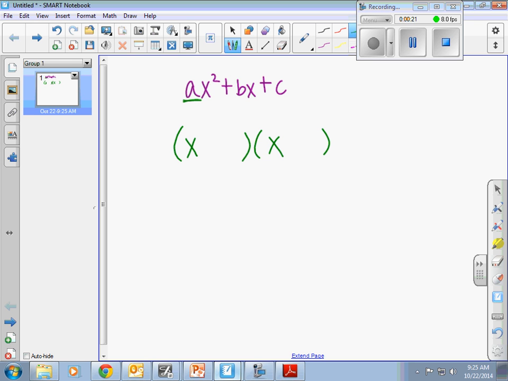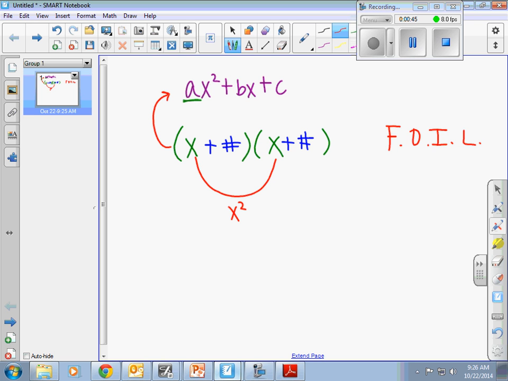like we did yesterday, I would have x, a binomial, in parentheses, and I would have another one. And let's say it would be plus some number, plus some number. Okay, if I wanted to check to see if these two things were the same, I would use FOIL. I would take my first two numbers, which would be x times x, okay, and I would get x squared. So the first two numbers being multiplied gives me this term. So this is from the F of FOIL.